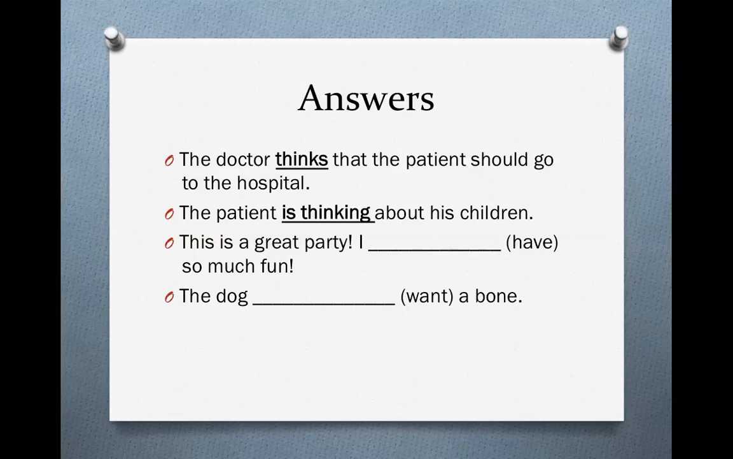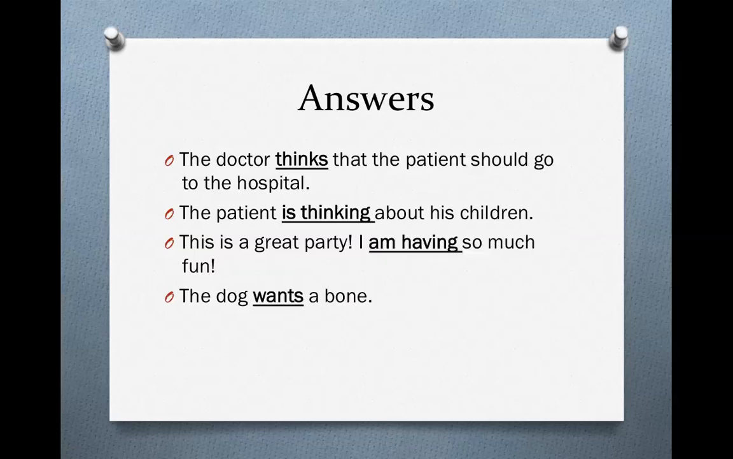Now let's look at the second two. This is a great party. I am having so much fun. Present progressive. And the second one. The dog wants a bone. Simple present. In the third sentence, I am having so much fun.